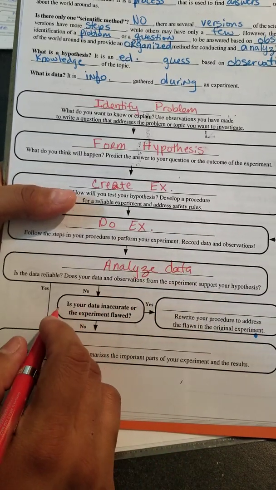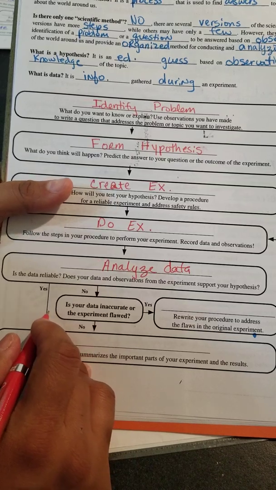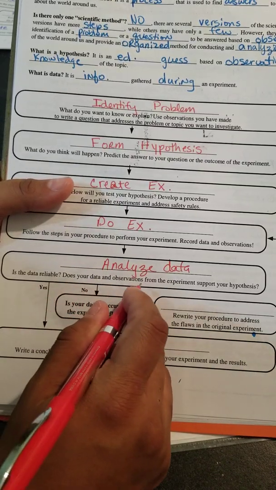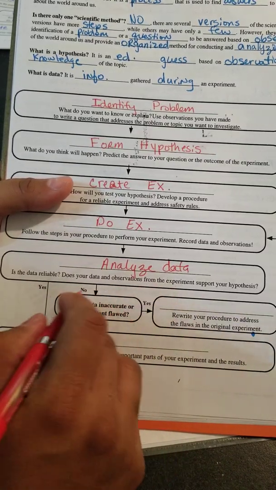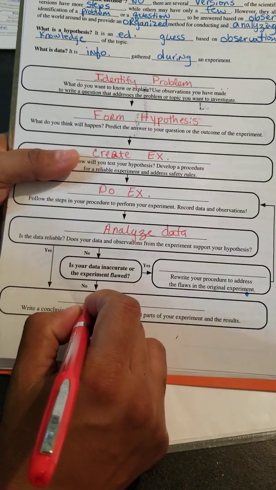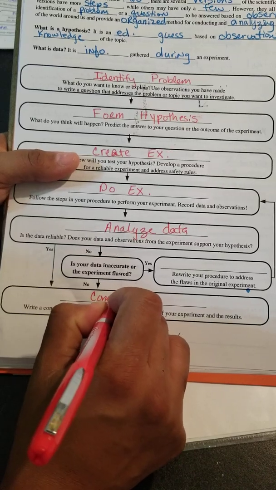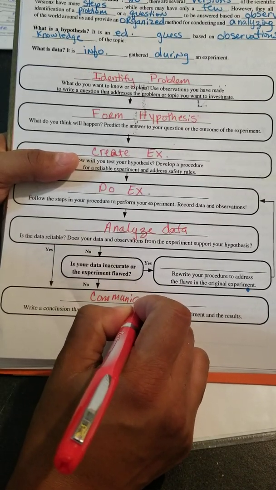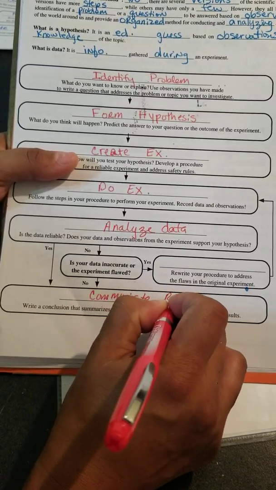And from analyzing that data, you can go a couple of different ways. Does your data and observation from the experiment support your hypothesis? Well, if you're going to answer yes, then at that point, it looks like you might be done and you can communicate your results.